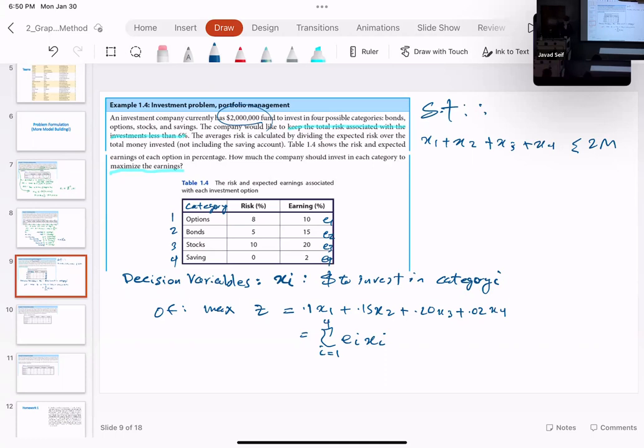But we will do this type of analysis later on. For now, there is a possibility that the optimal is not 2 million. So let's formulate the risk, and at the end, right, less than or equal to 6%.